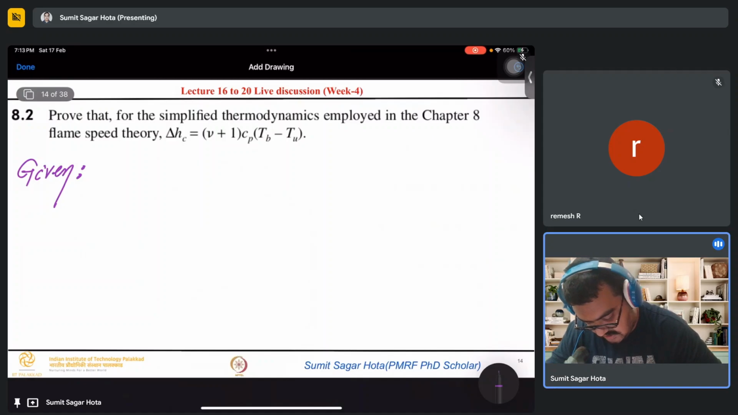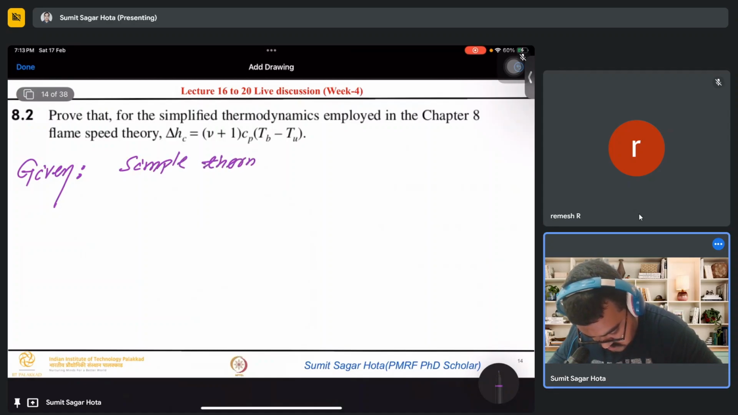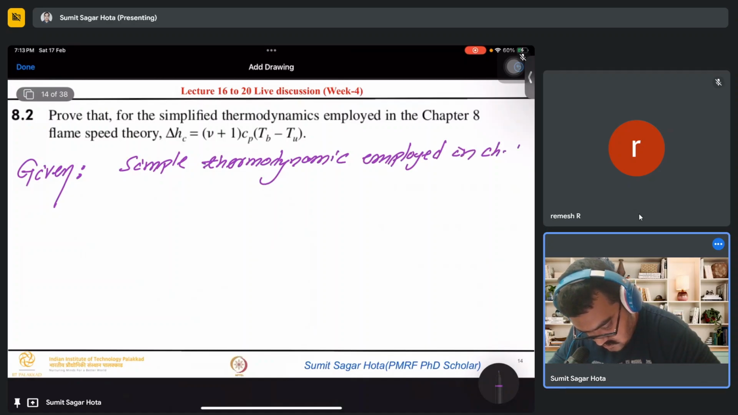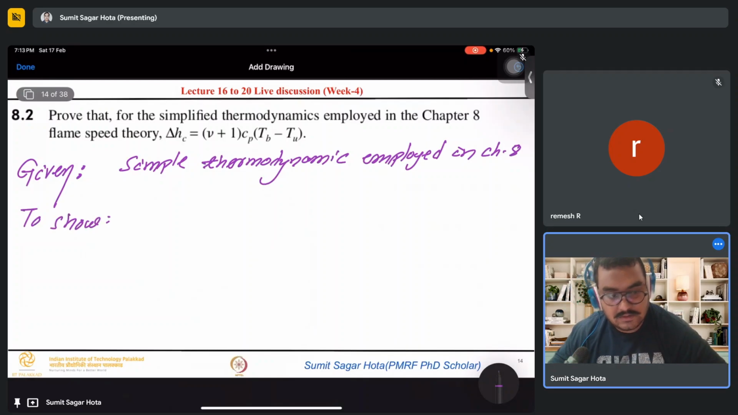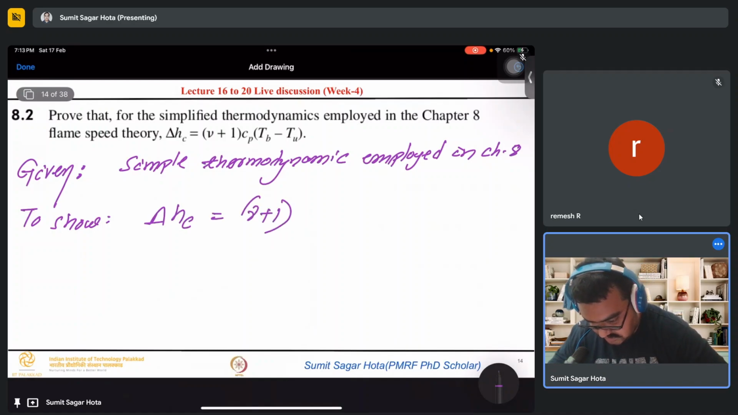Prove that the simplified thermodynamics employed in the chapter 8 flame speed theory gives delta S equal to (nu plus 1) Cp (Tb minus Tu). So whatever chapter 8 is, you don't care; you just remember what is written, simple thermodynamics. What to show? Delta SC is equal to (nu plus 1) Cp (Tb minus Tu).